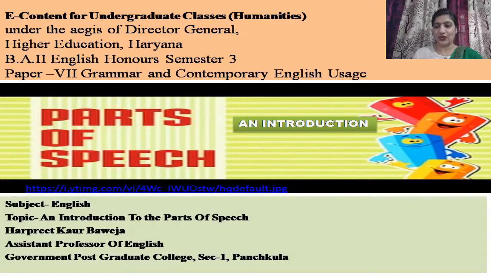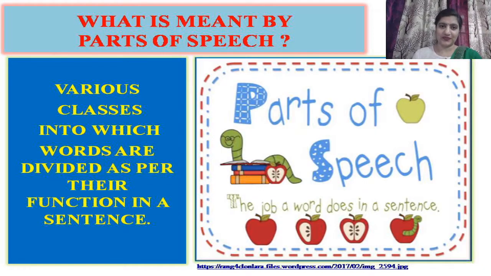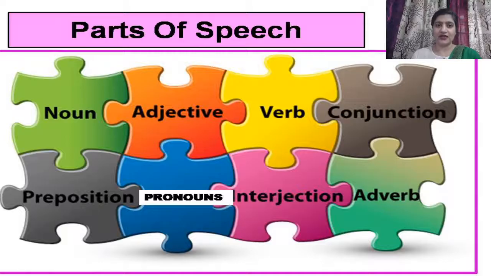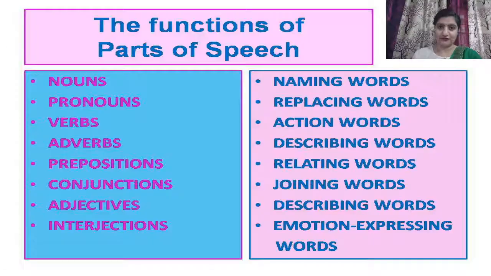Let us look at what parts of speech mean. What is meant by parts of speech? Parts of speech are basically various classes into which words are divided as per their function in a sentence. In a sentence, a word performs one function or another, and according to that function, it is categorized as a particular part of speech. And how many parts of speech are there? There are eight parts of speech, namely noun, adjective, verbs, conjunctions, prepositions, pronouns, interjection, and adverbs.